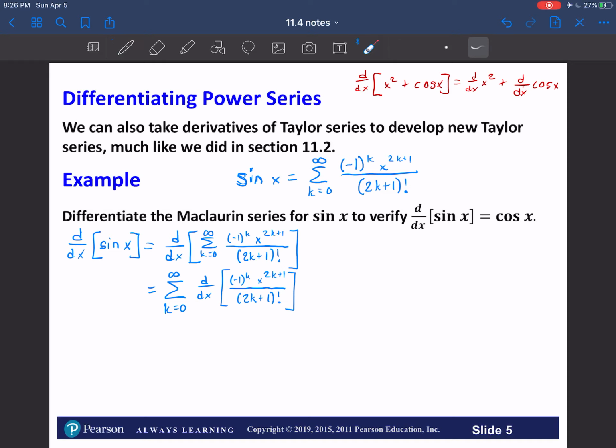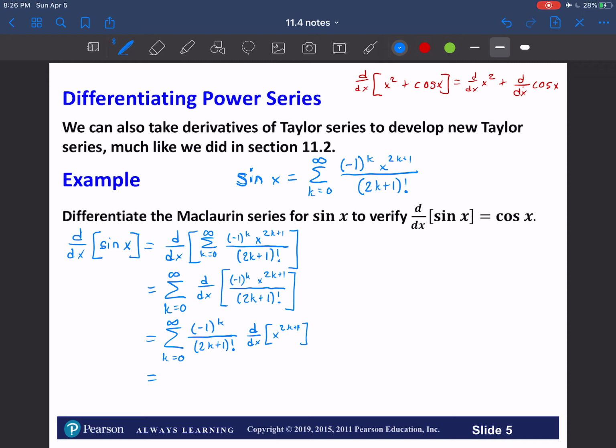Further, I notice that the only term that has an x in it is this guy. And so that's really the only thing that I'm going to differentiate here. So I can rewrite this sum once again as negative 1 to the k divided by 2k plus 1 factorial times the derivative of x to the 2k plus 1. And I am now going to take the derivative of that term.